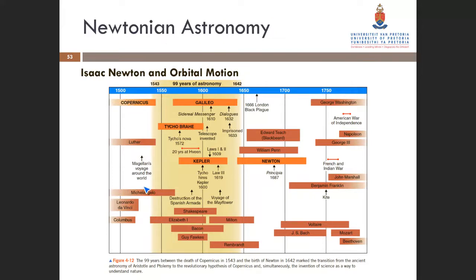Here we can see Michelangelo lived in the same time, Leonardo da Vinci, Christopher Columbus. If we go to these 100 years where Galileo is, you can see Tycho Brahe, Kepler, Shakespeare, Elizabeth I, Milton, Guy Fawkes, Rembrandt. Then here we can see the Black Plague of London. Here we can see William Penn, Newton. Then in 1750, George Washington, Napoleon, King George III, John Marshall, Benjamin Franklin. So this puts together everything that has happened in the past.